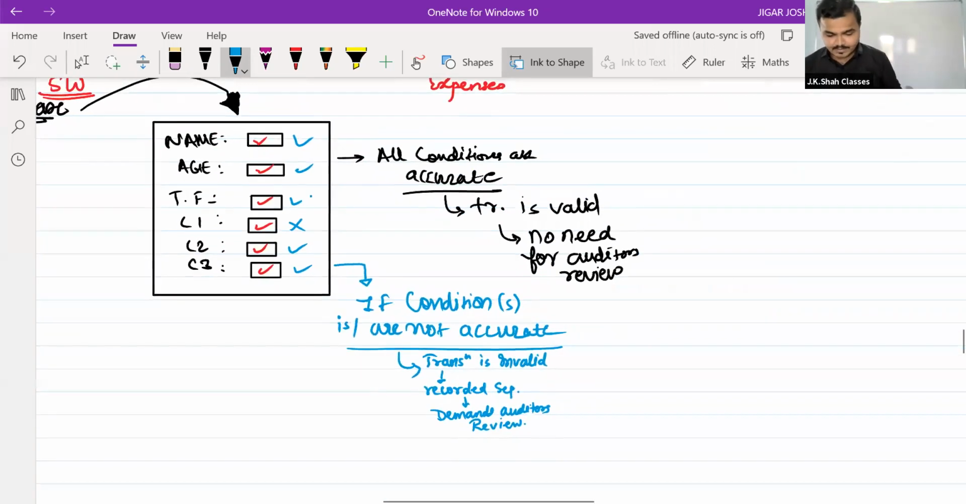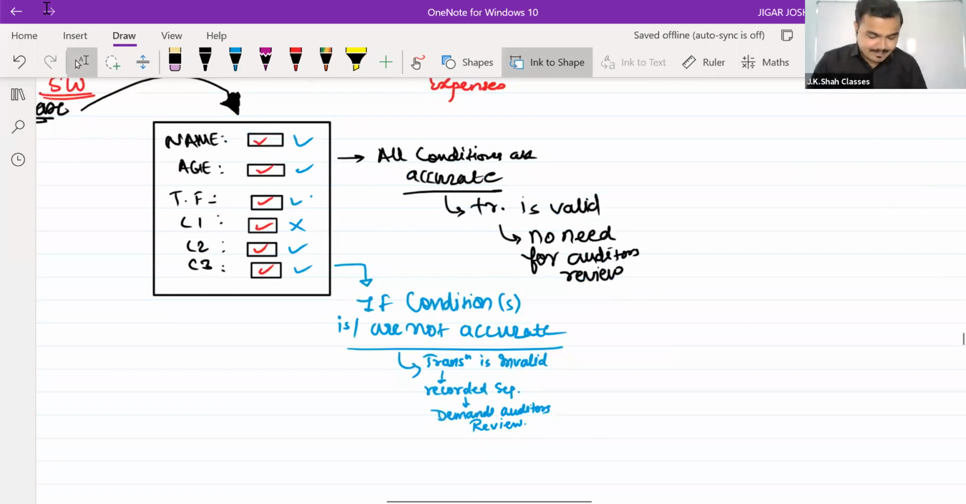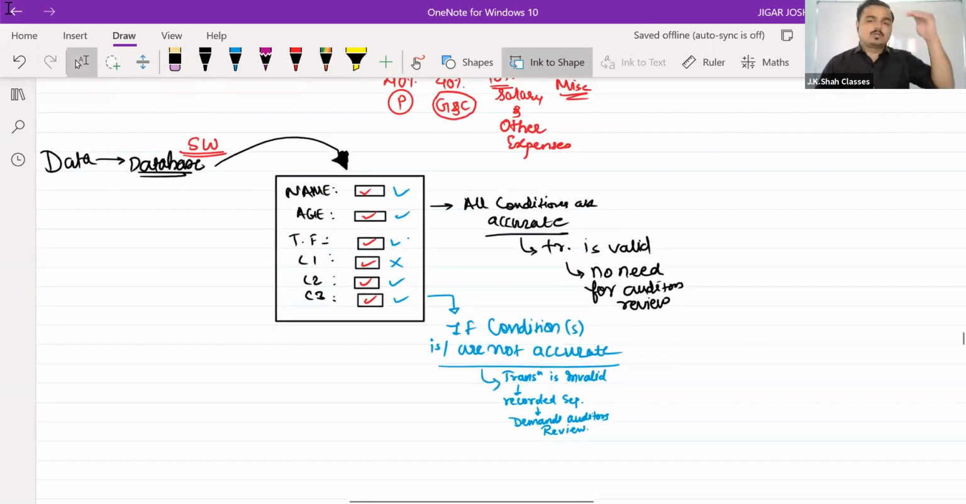Understood, my dear chartered? So automatically, every time a transaction takes place, it will be shifted into that software. The software will automatically identify all those transactions against the predefined conditions. If all conditions are fulfilled, then we say the transaction is valid and no need for auditor's review. Everything is going perfectly. But if the transaction shows some error, then that error file will be recorded separately and the auditor is requested to review all those transactions, because it indicates there could be a significant amount of error.